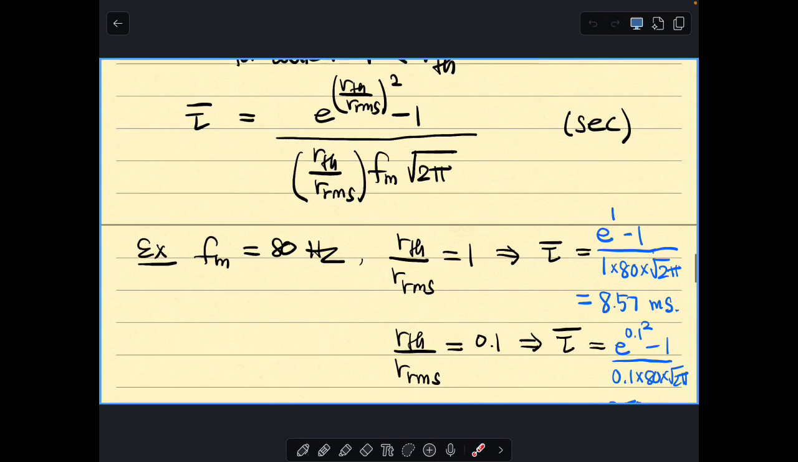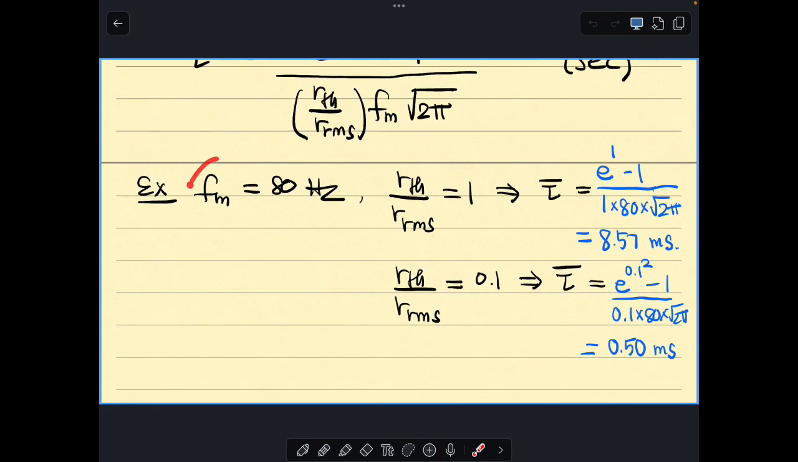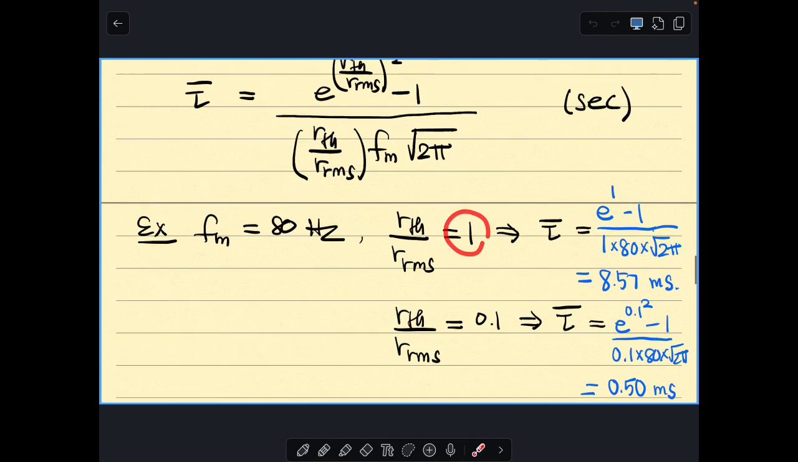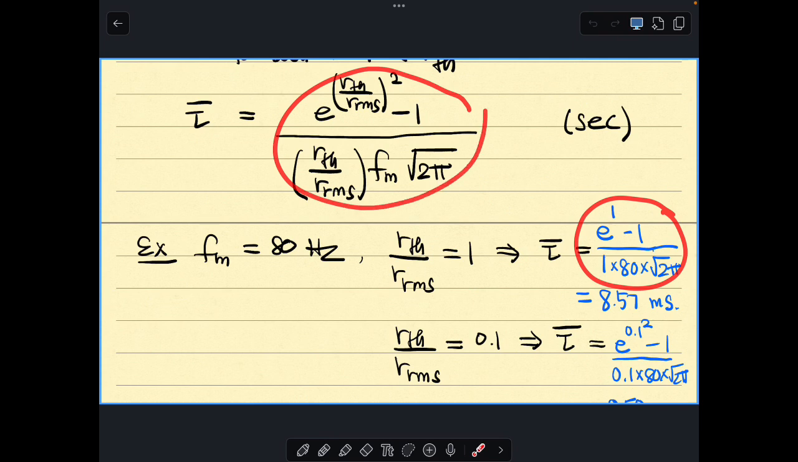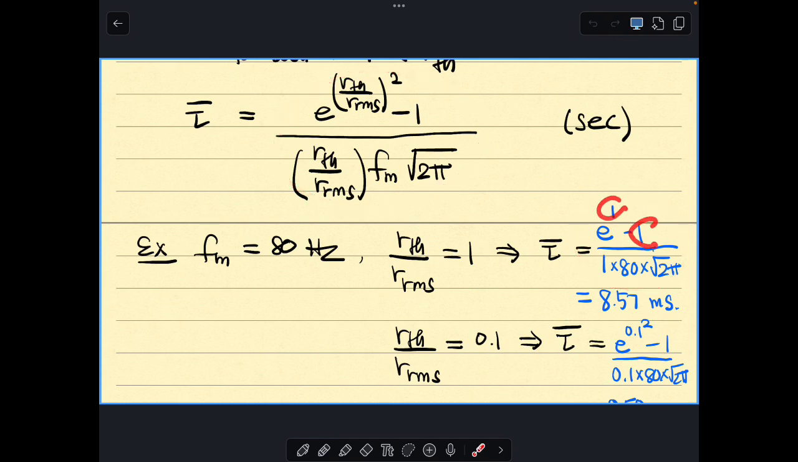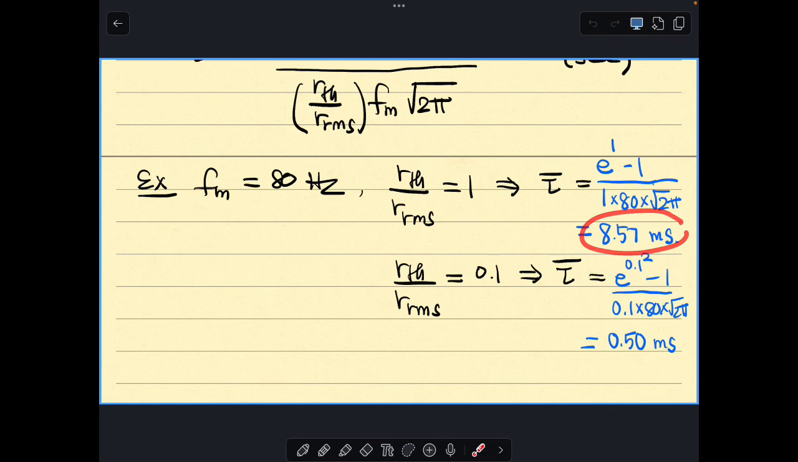Okay, so let's look at the same example. Fm is 80, R_th over R_rms is equal to 1. So if you use the formula that we just talked about, e to the power 1 minus 1 over 1, so this is 1, Fm is 80, square root of 2 pi. The answer is 8.57 milliseconds. So that means the channel crosses below the average and stays there on average 8.5 milliseconds before it goes up again.